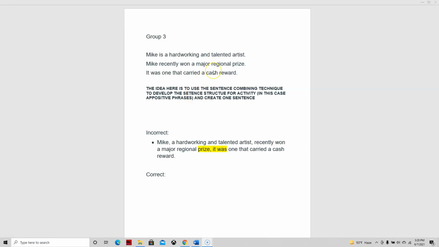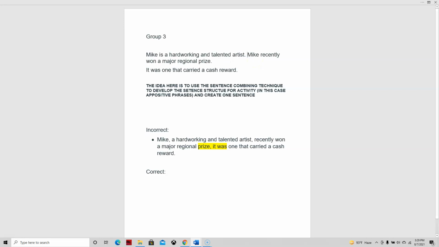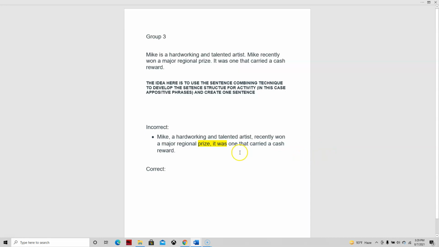So this is an example from the assignment group three. We have: Mike is a hardworking and talented artist. Mike recently won a major regional prize. It was one that carried a cash reward. So these are three complete sentences, right? If you have these sentences together, like so, the writing would sound really choppy, right?